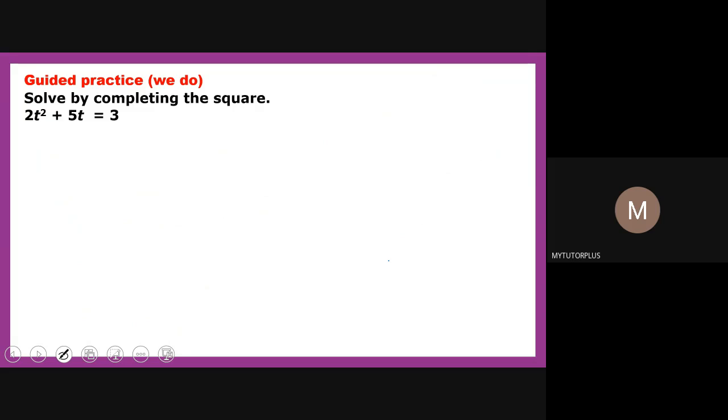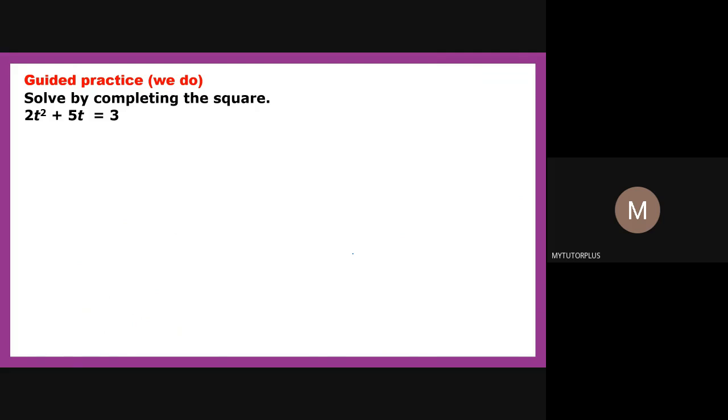So in this question, we have to solve by completing the square method. 2t squared plus 5t equals 3. That is what you're required to solve in this question. So this one they've collected. Remember I told you that the first step is always to collect the like terms, right? Yes. So in this question, they've collected the like terms for us already.